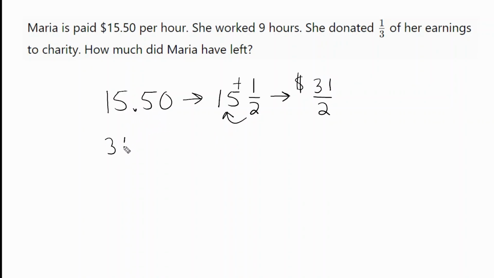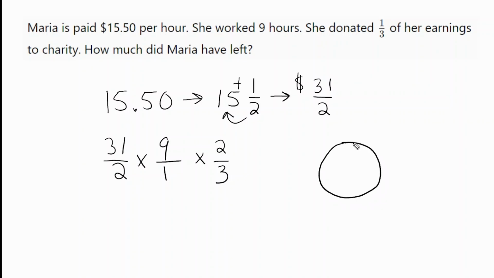So I'm going to write 31 halves multiplied by 9 hours, which as a fraction is 9 over 1. And I'm going to multiply that by 2/3, and here is why. If we have a total circle that represents how much she earned and broke that into thirds, if Maria donated 1/3, that means she has 2/3 left for herself. So what we're doing is we're finding 2/3 of this total. Okay, so we can multiply 2/3 by that total.